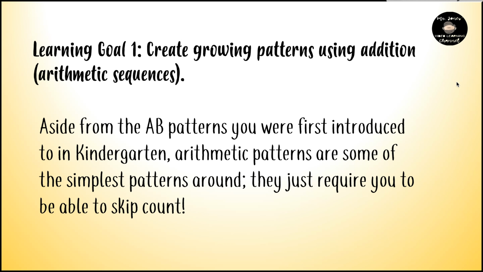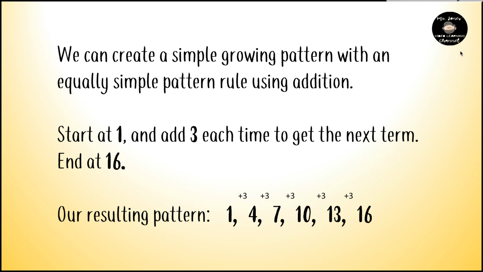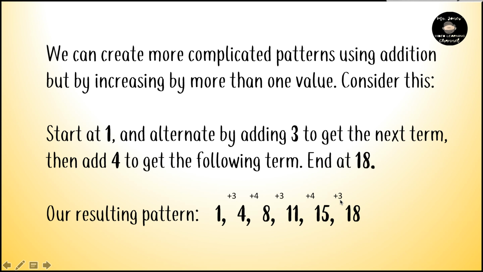So aside from the AB patterns that you were first introduced to in kindergarten, arithmetic patterns are some of the simplest patterns around. They just require you to be able to skip count. So we can create a simple growing pattern with an equally simple pattern rule using addition. Start at 1 and add 3 each time to get the next term, and end at 16. So our resulting pattern here would be 1, 4, 7, 10, 13, and 16. And you can see that we've added 3 to each of those, so basically we're skip counting by 3.